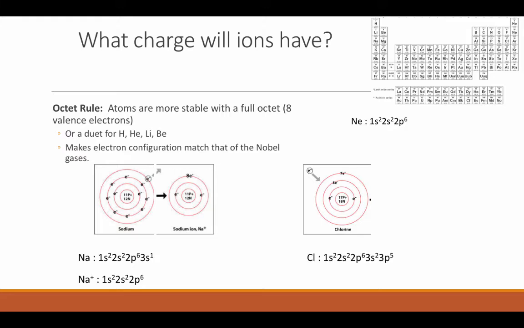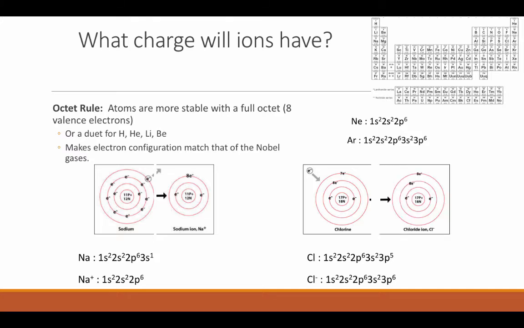Chlorine, on the other hand, has an electron configuration similar to argon. Chlorine will need to gain an electron in order to match the electron configuration of argon to become Cl-.